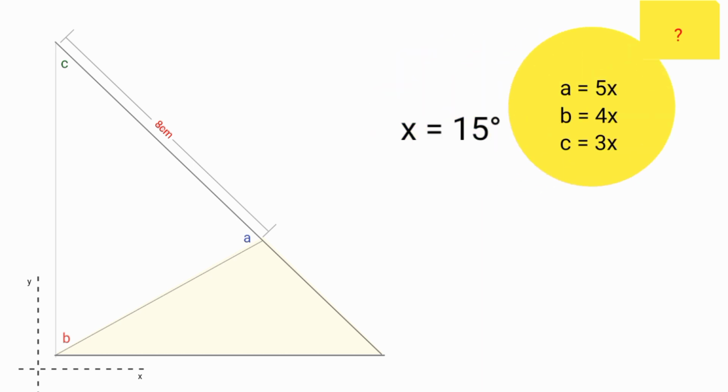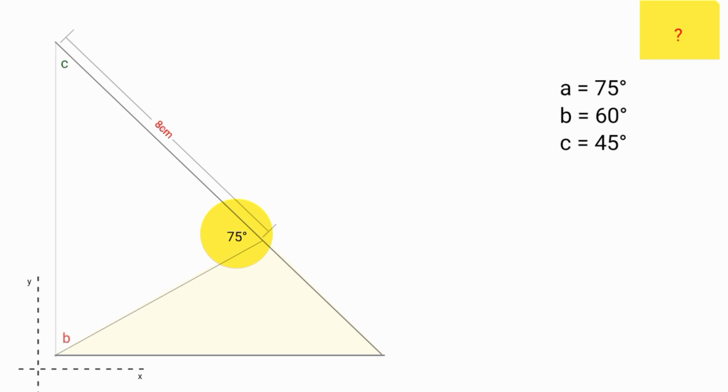Coming back here, if you substitute x equal to 15 degrees, A equals 5(15 degrees), B equals 4(15 degrees), and C equals 3(15 degrees). 5 times 15 is 75, 4 times 15 is 60, and 3 times 15 is 45. So A equals 75, B equals 60 degrees, and C equals 45 degrees. You can just come back here and substitute A equal to 75 degrees, here B equal to 60 degrees, and here C equal to 45 degrees.